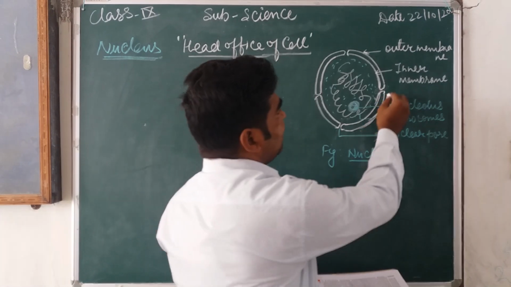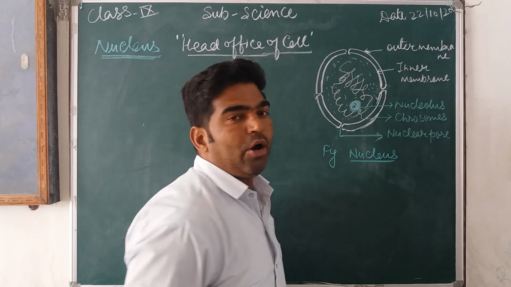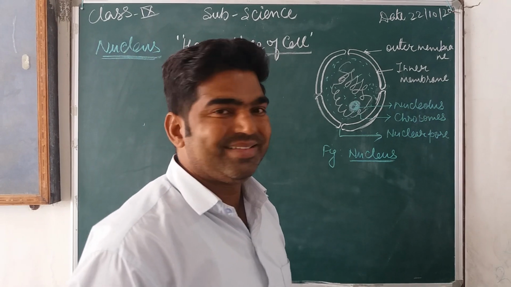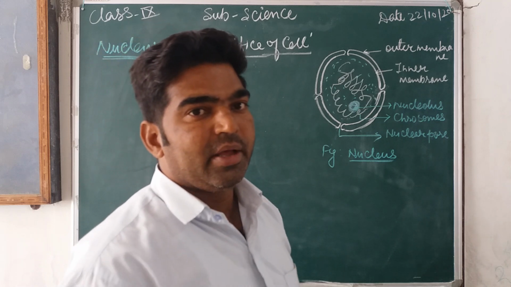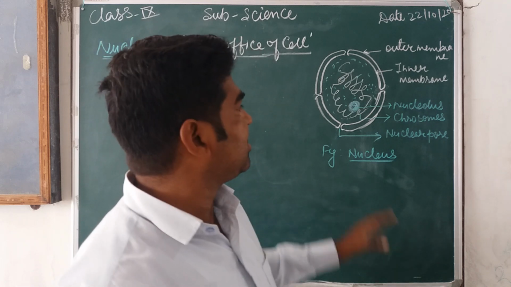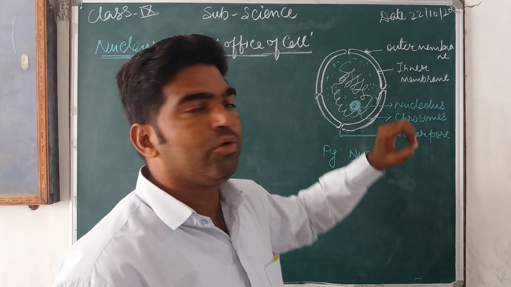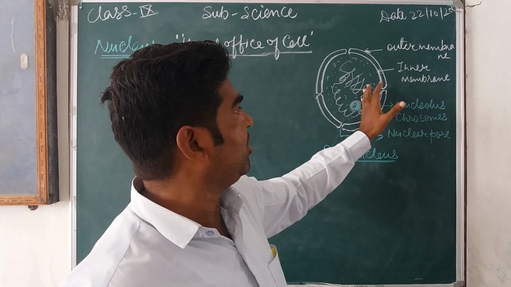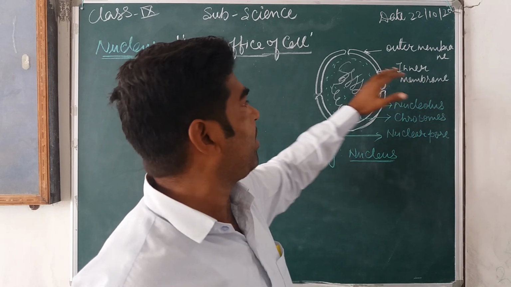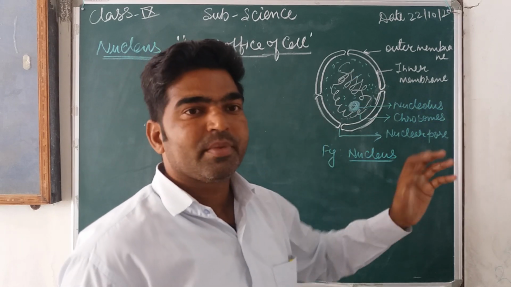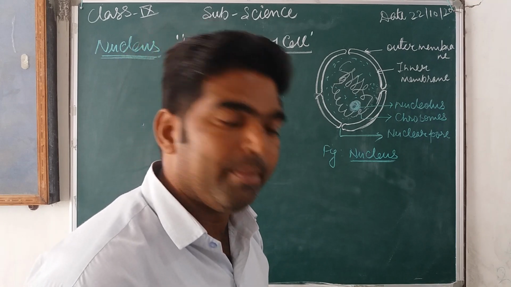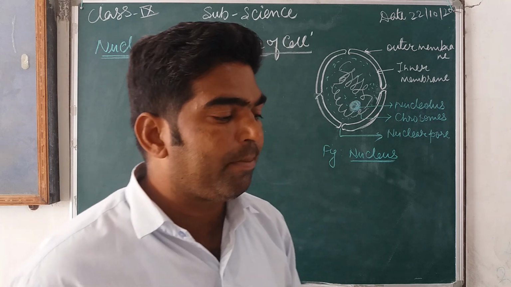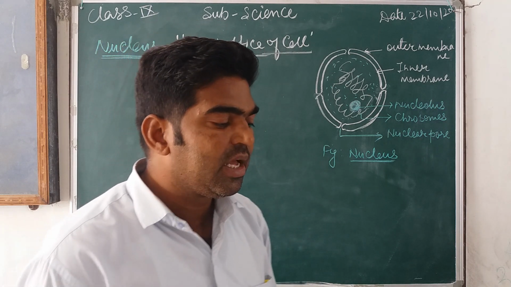Next, you can see the small pores on the nucleus. These are known as nuclear pores. Due to the presence of these nuclear pores or holes, some material is allowed to pass from the nucleus to the cytoplasm, or from the cytoplasm to the nucleoplasm. The nuclear membrane has pores which allow the transfer of material from inside the nucleus to its outside, that is, to the cytoplasm.